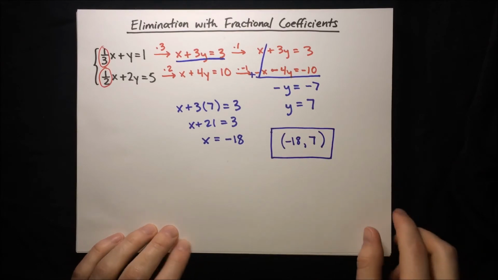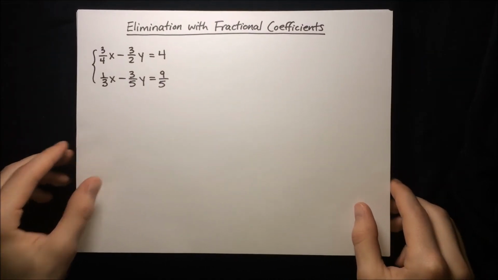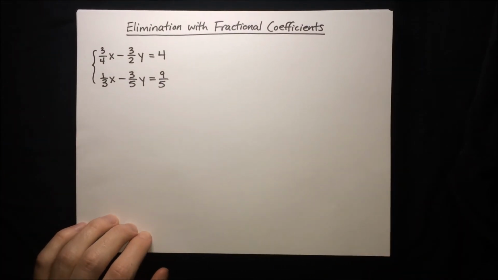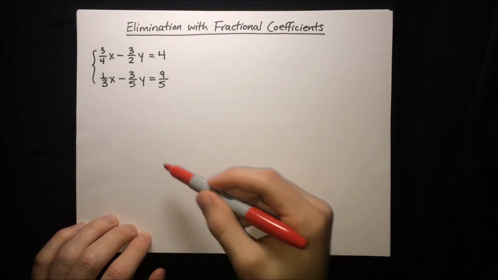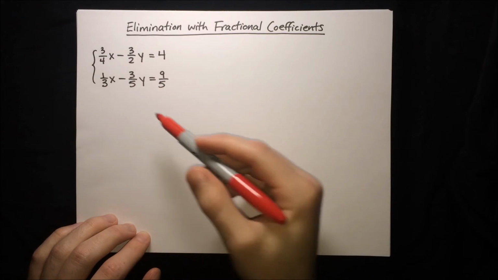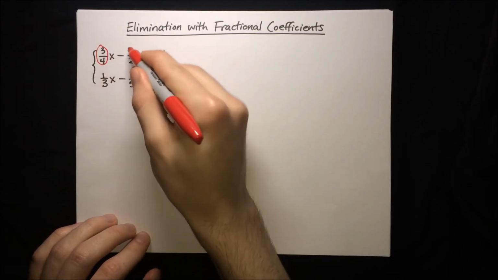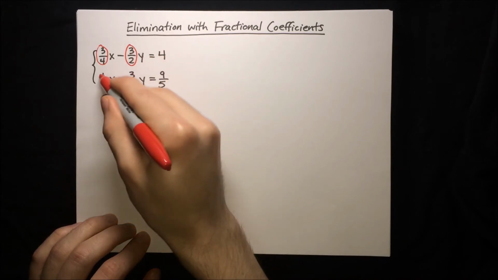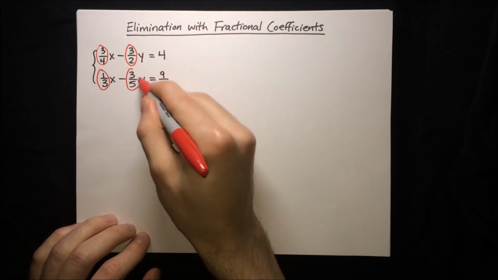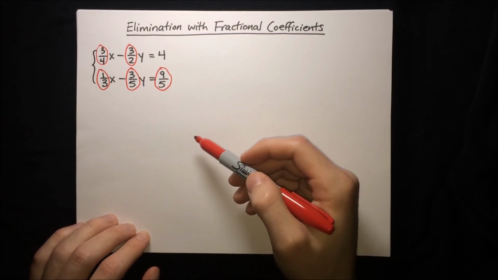Let's do one last example. For our final example, we have a bit of a trickier system, and the reason the system is trickier is because there's a ton of fractions in it, and a lot of them have different denominators. So how are we going to get our 3/4 and our 3/2 and our 1/3 and our 3/5 and our 9/5? How are we going to get these all to integers?